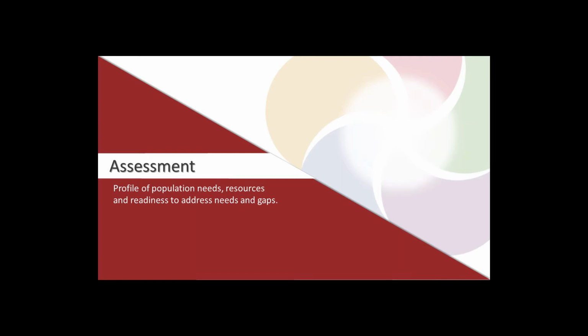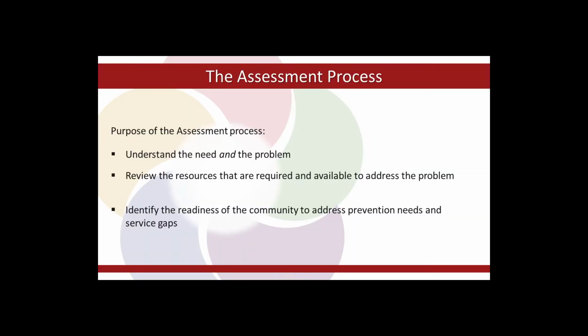Assessment is the profile of population needs, resources, and readiness to address needs and gaps. As we said earlier, the SPF is a data-driven process. Collecting data gives you factual information that reflects what is happening in the community, what resources are available, and where the needs are. As the first phase in a circular planning model, assessment will set the stage for further strategic planning framework steps. The assessment process includes understanding the needs and problems of your community, reviewing the resources that are required and available to address the identified problems, and identifying the readiness of the community to address your prevention needs and resource gaps.